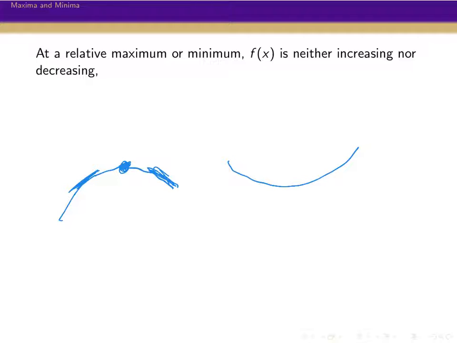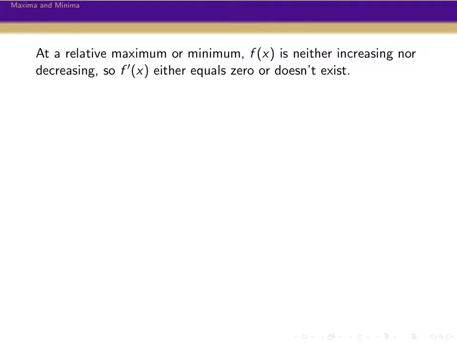On the other hand, for a minimum, on the left here coming in, the function's decreasing. To the right going out, it's increasing. But right there at the spot where the minimum is, it's neither increasing nor decreasing. Right? So what does that mean in terms of the first derivative? Well, that means that since it's not increasing or decreasing, if it exists, the first derivative has to be equal to 0. And then the other option is just that it doesn't exist.